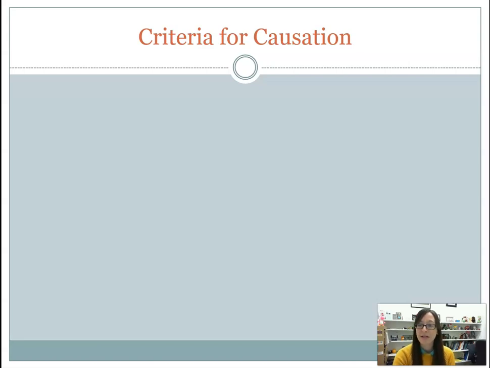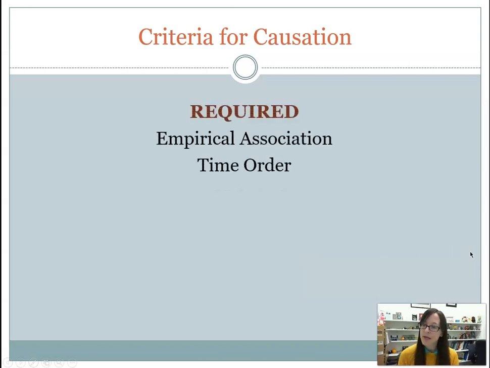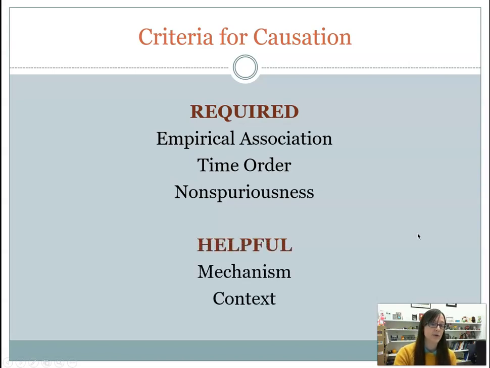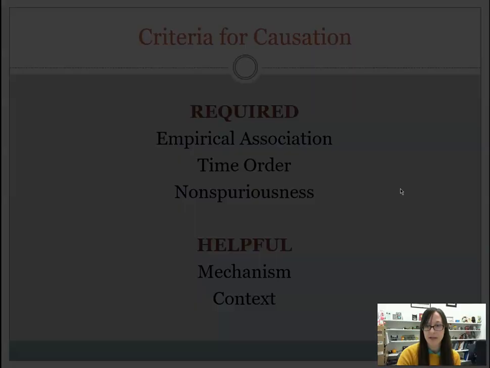All right, so now let's talk about something pretty important, which is the criteria for causation. There are three requirements that you have to have in order to talk about causation. These are empirical association, time order, and non-spuriousness. Now, there are two other helpful criteria, which are not required, but really help when you're trying to explain a relationship. And this is mechanism and context. So let's talk about each of these.